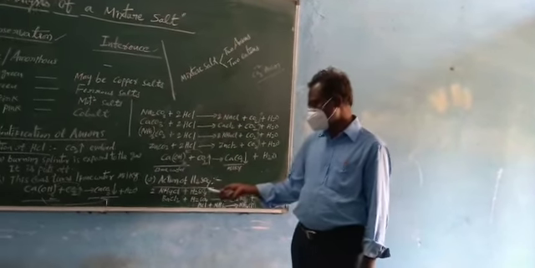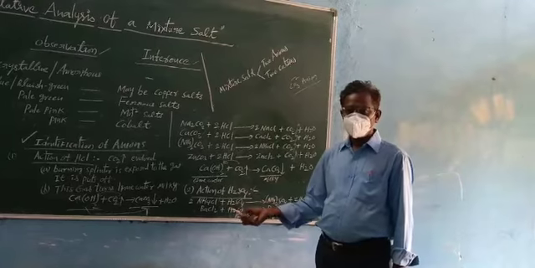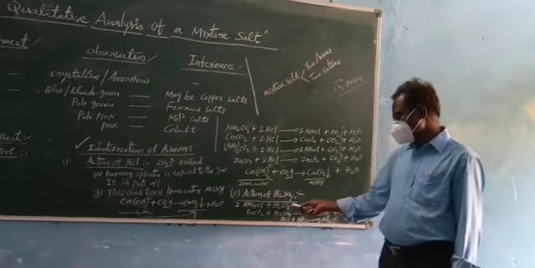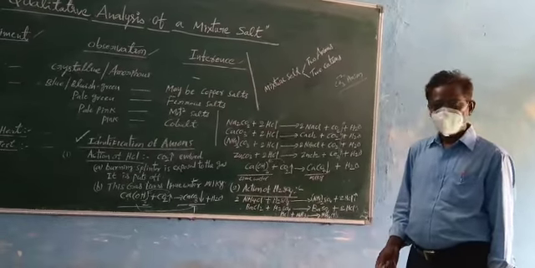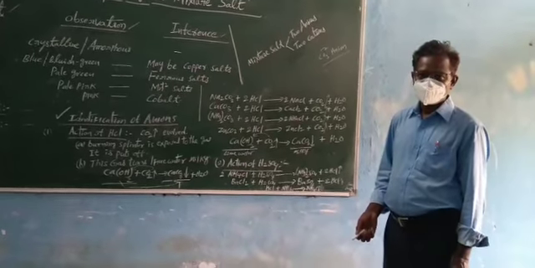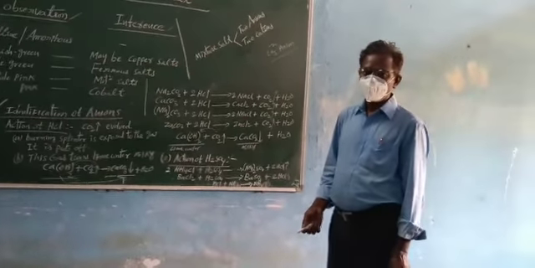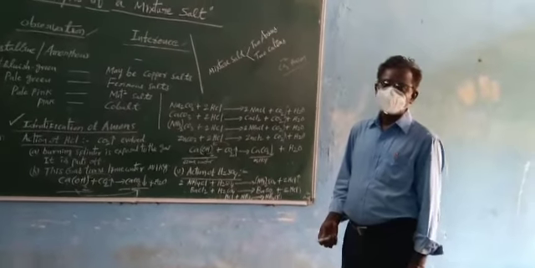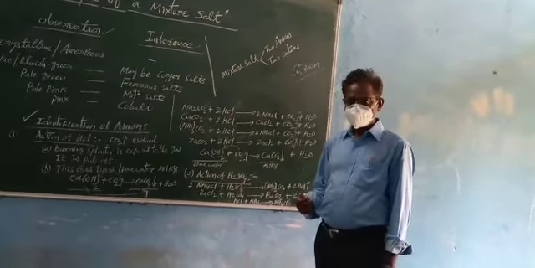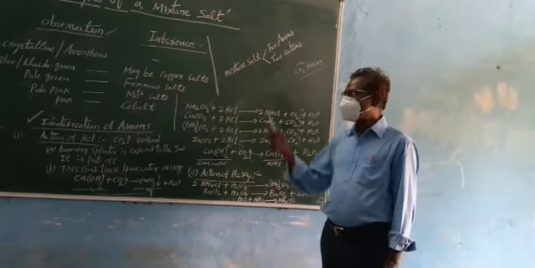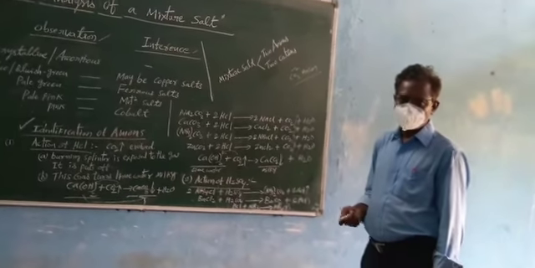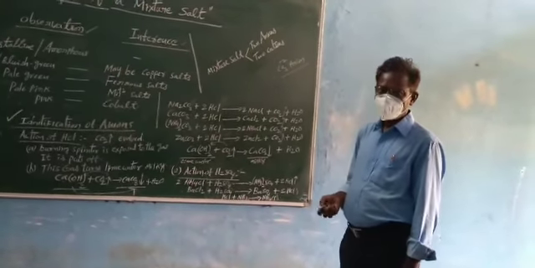So for chloride, when you take a pinch of mixture salt in a test tube and add concentrated sulfuric acid, immediately a colorless gas with pungent odor is evolved. It gives dense white fumes with a glass rod dipped in ammonium hydroxide solution. Under the inference column we have to write: may be chloride ion.